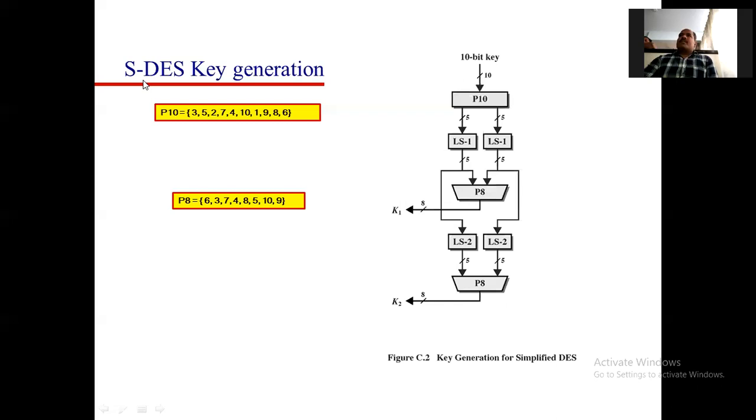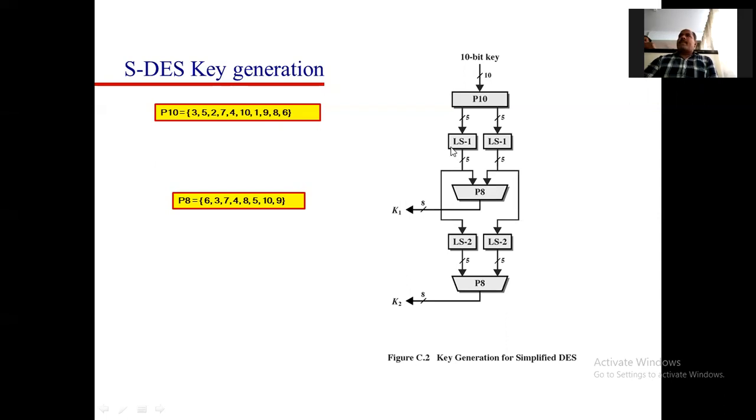This is the separate diagram for SDES key generation. The 10-bit key is accepted, and it provides two keys: key K1 and key K2. You should remember the size of K1 and the size of K2. The K1 size is 8 bits, and the K2 size is 8 bits.